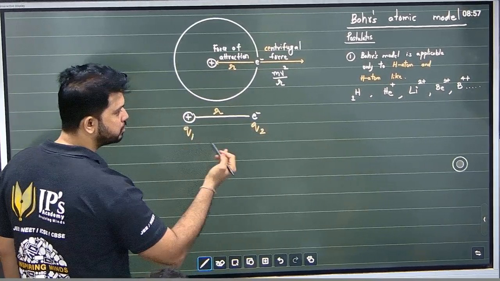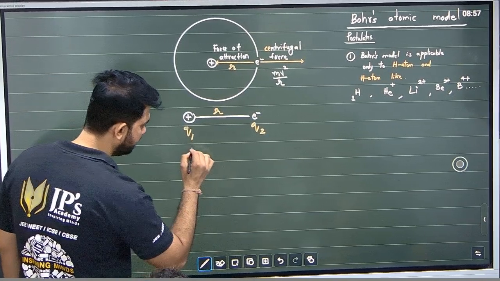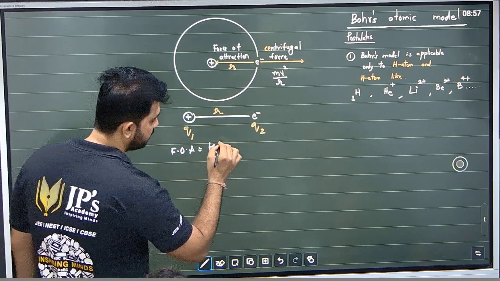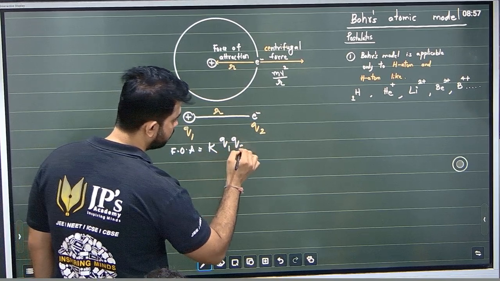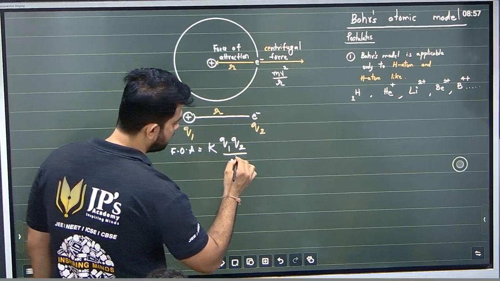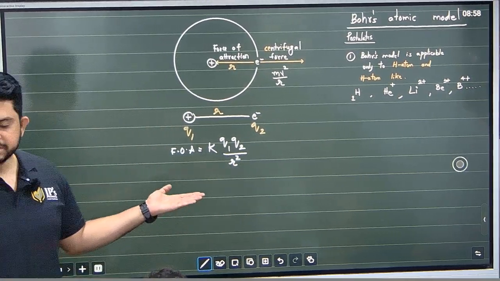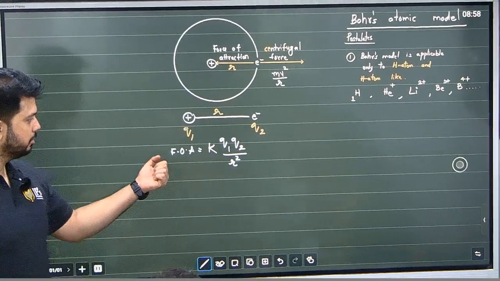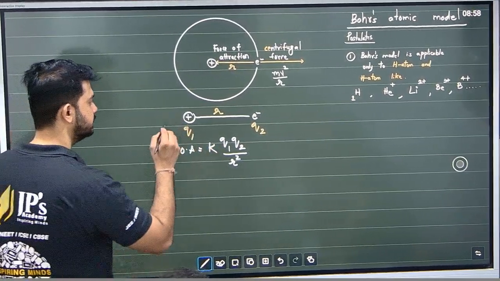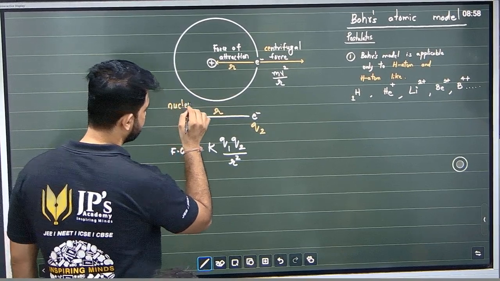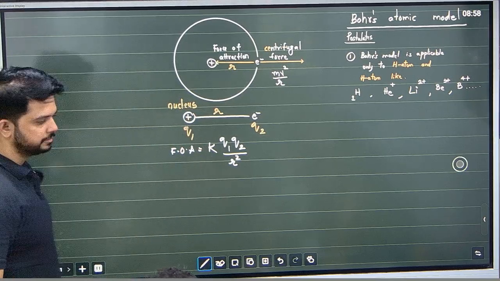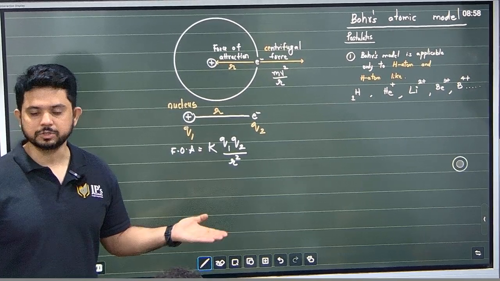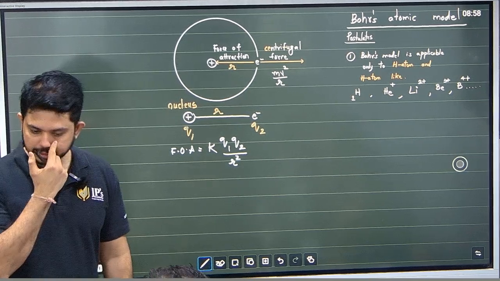What will be the force of attraction between them? Force of attraction will be K q1 q2 over r squared. How much is q1? ध्यान से देखो वापस से. What exactly is q1, people? Nucleus. What's the charge on the nucleus? Please go back, notebook mein check karo.